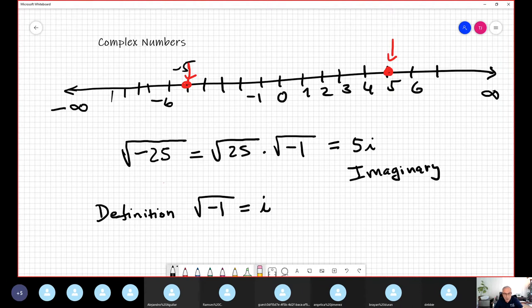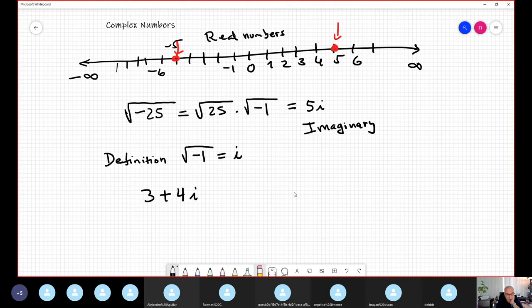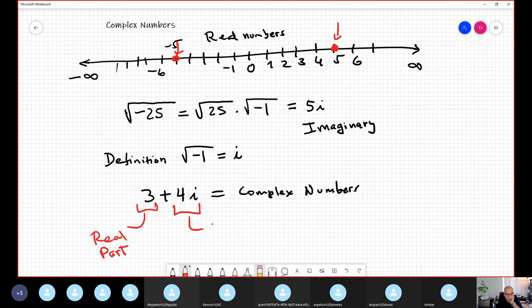So we have the numbers of our life that we see every day. This is a real number. It's a number that does not contain i. And we have a new number that contains i. And what about complex? Imaginary, real, and complex, the combination of both. For example, what is a complex number? Suppose 3 plus 4i. This is a complex number because it contains one real part, this is the real part, and this is the imaginary part. And so it's the big set. The complex numbers are the big set that includes real numbers, imaginary numbers, and their combination.